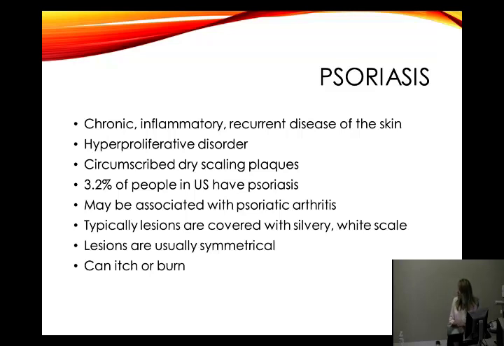It is circumscribed, dry, scaling plaque. 3.2% of people in the United States have psoriasis. It can be associated with psoriatic arthritis, which can be debilitating to these people. These lesions are typically covered with a silvery white scale, and it's really interesting, but psoriasis is typically symmetrical. If it's happening on their right elbow, it's also on the left elbow. It can also itch or burn.